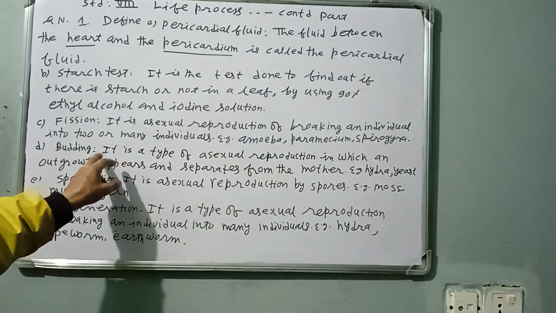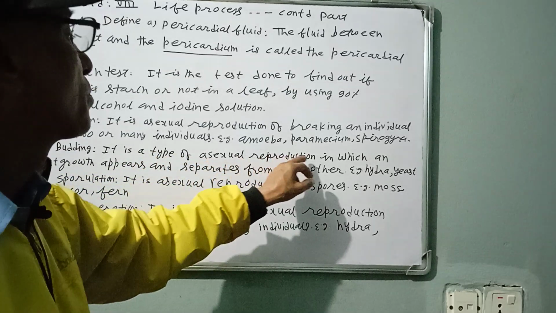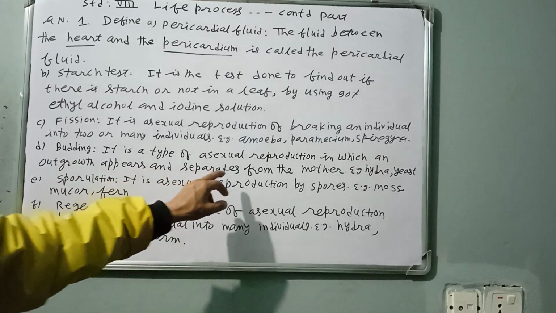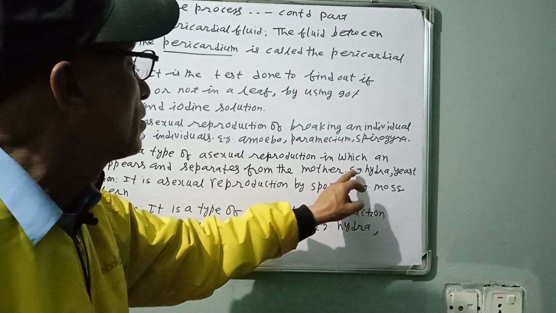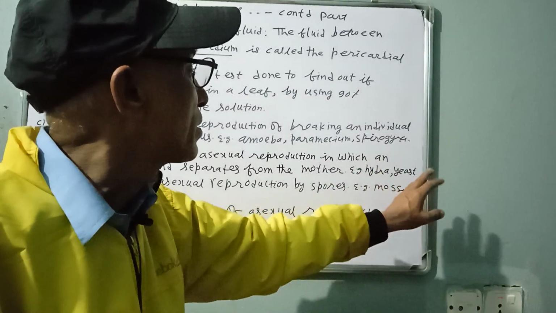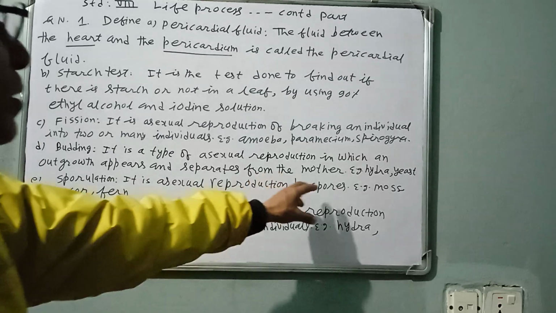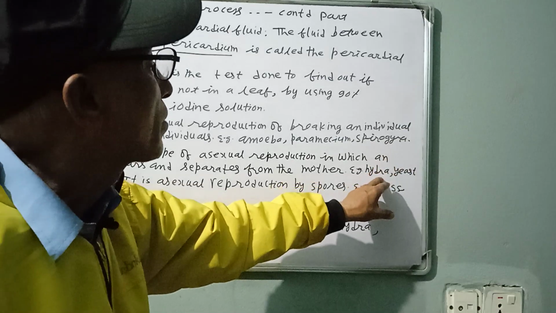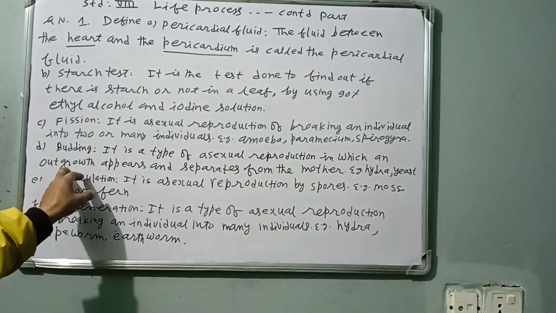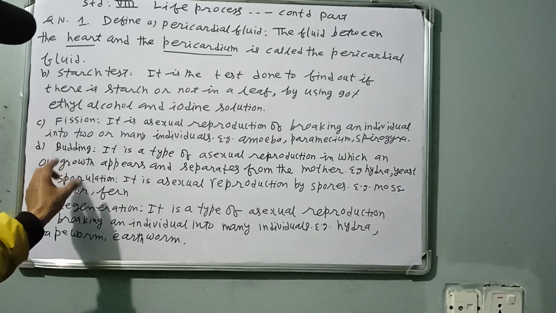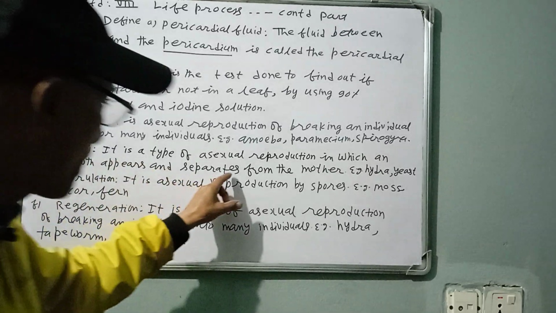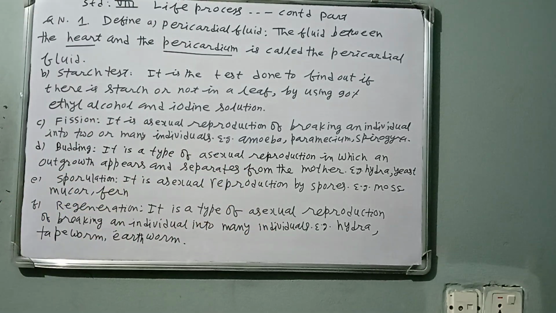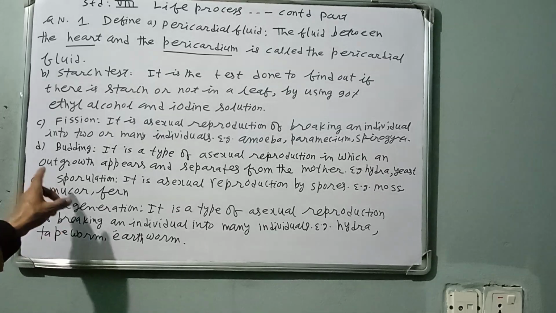D. Budding. It is also a type of asexual reproduction in which an outgrowth appears and separates from the main body or mother. Example, hydra or yeast. Under suitable condition, what happens? Hydra and yeast automatically or naturally grow an outgrowth. That outgrowth just appears first of all, and it separates, naturally it separates from the main body, and a new organism is produced. It is called budding.